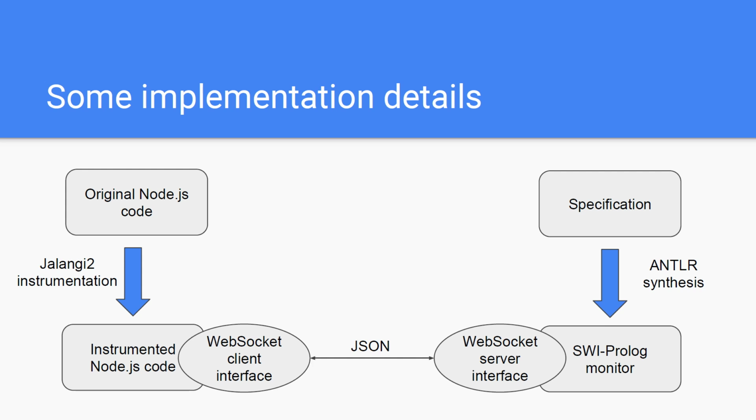And then the system is executed, and this is a really distributed system, and the two components interact with each other with the WebSocket protocol, which is quite an efficient protocol for handling real-time data exchange. And events are encoded as JSON objects.